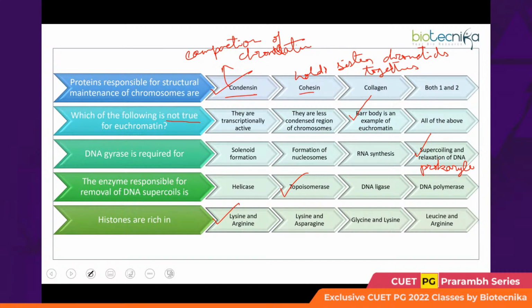Vishal, I did not get it. Sorry. Which question are you talking about? About this first question, protein responsible for structural maintenance of chromosome? So in that question, A only is correct. Condensin is the correct answer, which maintains the structure of the chromosome. Cohesin is only required for sticking the sister chromatids.